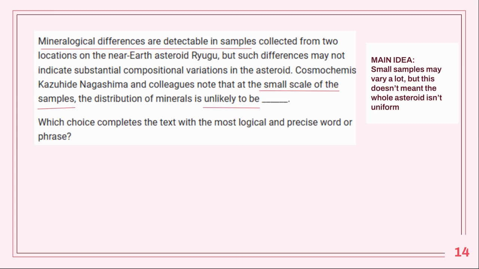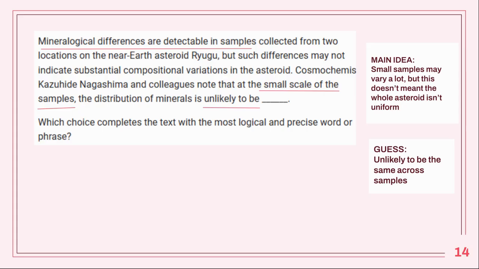However, even if you didn't understand the stuff about the asteroid, what's the sentence that we need to finish? We need to say the distribution of minerals is unlikely to be blank. So we need to figure out what the distribution of minerals is. Well, they're kind of varied. They are different from one another, right? We're looking at these samples and these two samples are different from one another. So at the small scale of these samples, the distribution of minerals is showing differences between each other. That means they're unlikely to be similar to each other, or unlikely to be the same across samples.